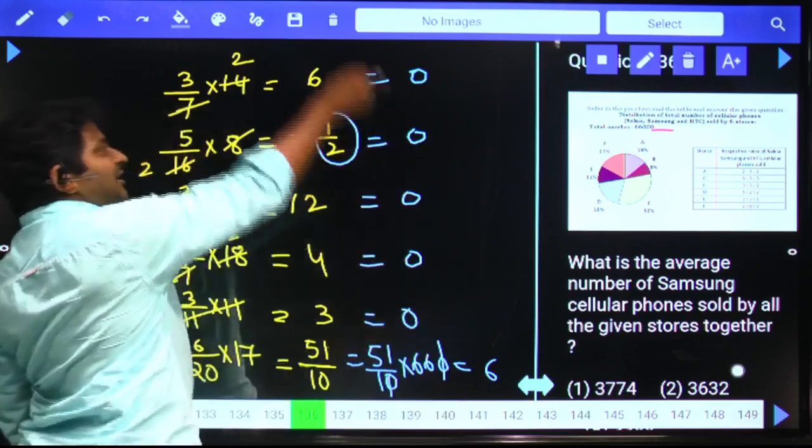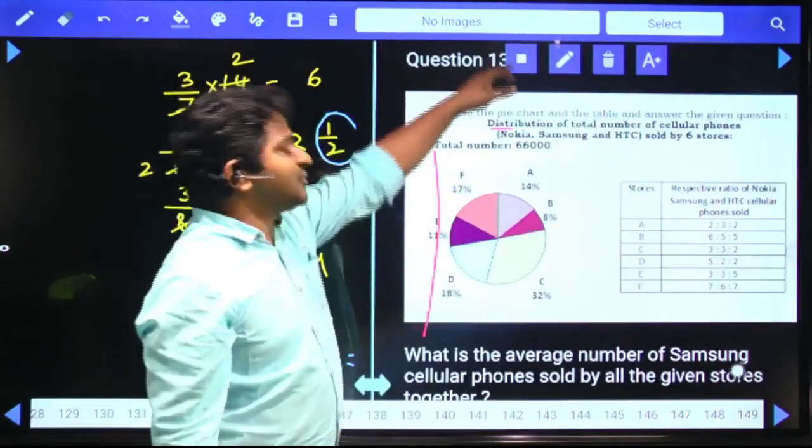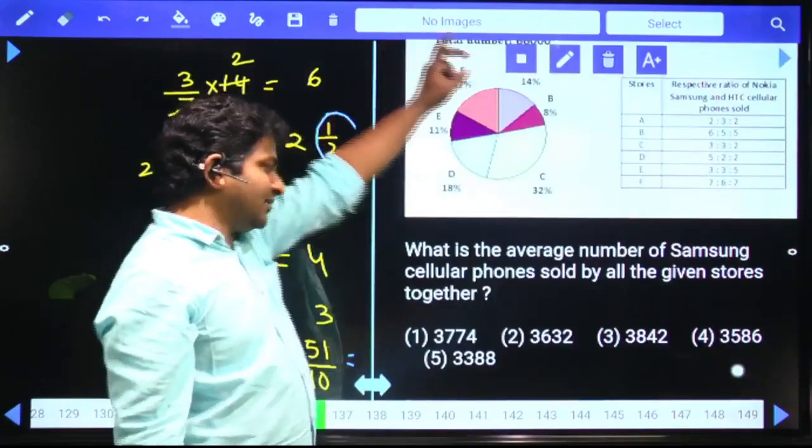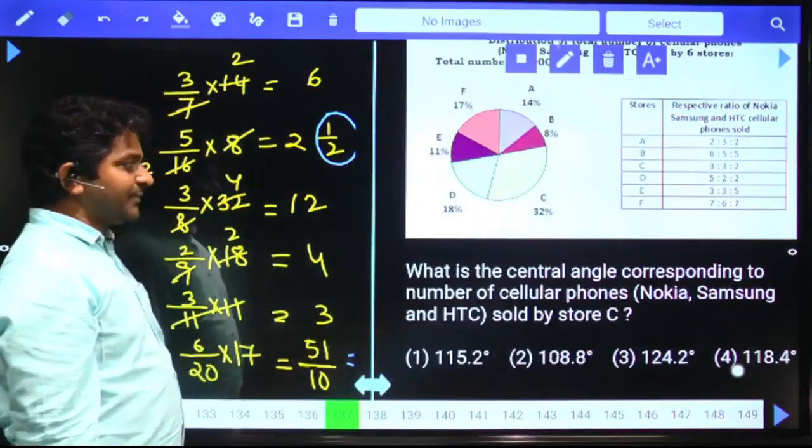Except this number, remaining numbers are all ending with 0. This is the only one which is ending with 6. Hence the answer should end with 6. How many options are there? There is only one. 3586 is the final answer. We are going for only last digit verification.